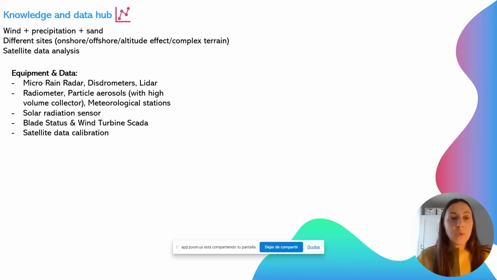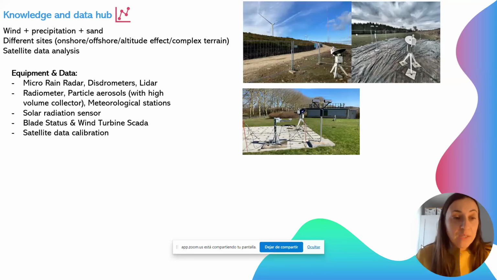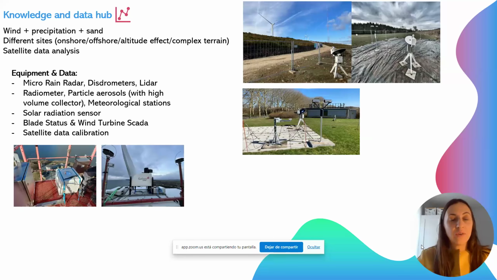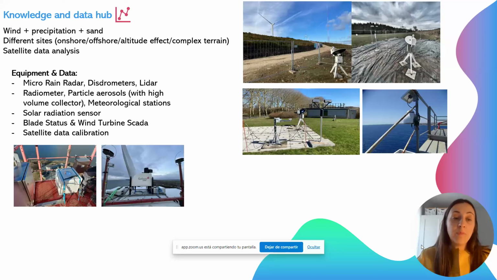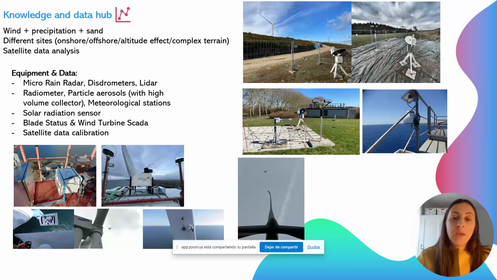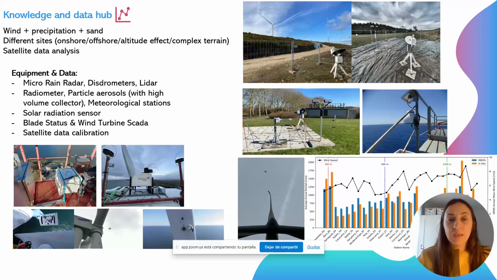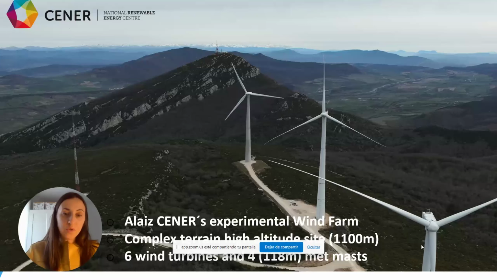Regarding the precipitation, we have micro rain radar and disdrometers. I will explain them afterwards. We have lidars, radiometers, a particle aerosol sensor to measure particles in the air, and a meteorological station. We are also gathering blade status and wind SCADA data, and all of this data is being calibrated with satellite data.